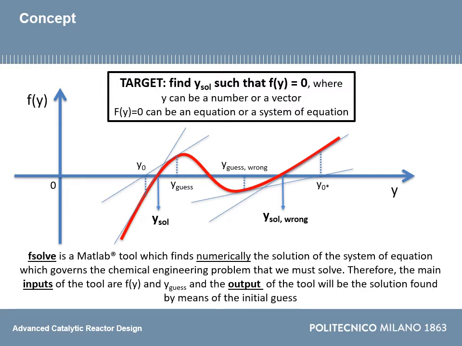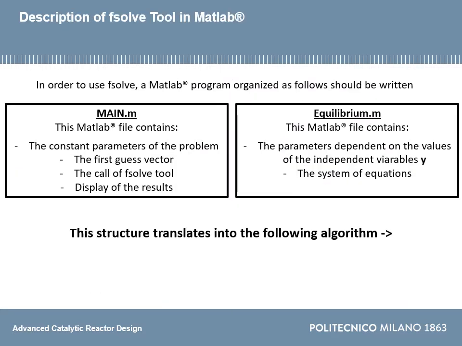We move now to the description of the Matlab program, and the explanation of the setting options of the fsolve tool. The Matlab program should be divided into two files. The first file is the main.m. This script leads the solution of the problem. Indeed, it computes all the constant parameters required by the function f, and calls the fsolve tool, as we will see in the next slides. Finally, main.m executes all the post-processing operations.